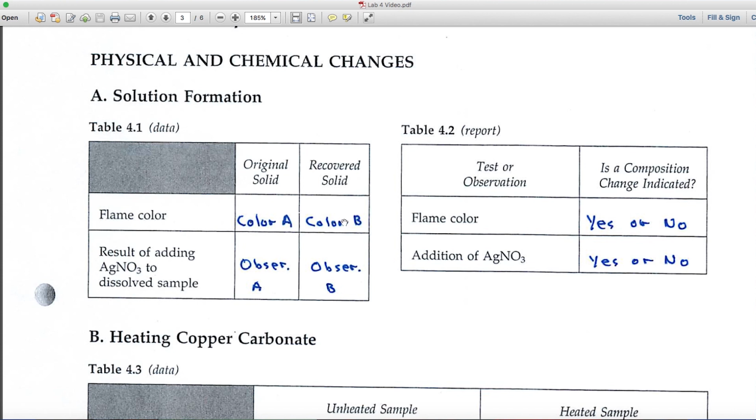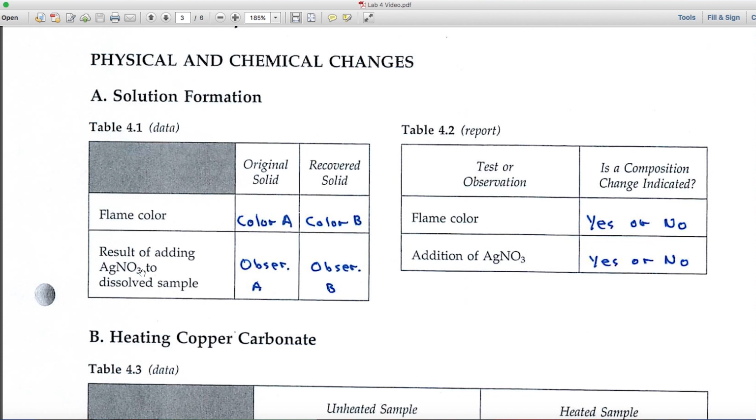And the recovered solid, when you test it, will produce color B. If A and B are exactly the same color, then over here in the result page, you'd say, no, this particular test doesn't indicate a change in composition because they're the same. If the color of A is blue, we'll say, and the color of B is red, they're different now, and we'd say, yes, that indicates two different substances and a change in composition.